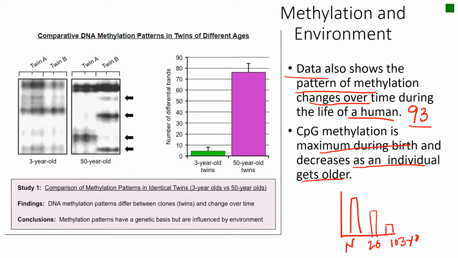Now, this is a picture that I got from BioNinja. You can see from here that as the twins get older, the differences in methylation increase. So this is supporting the first slide, where as the twins get older, the differences in their methylation also increase. So the conclusion is that methylation patterns have a genetic basis but are influenced by the environment.